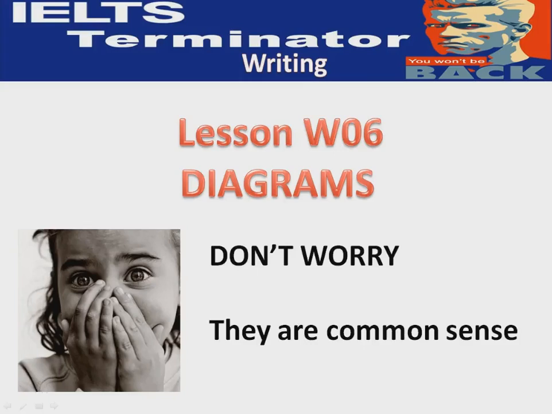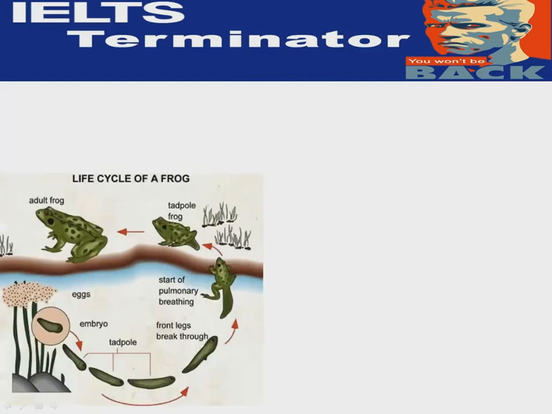Okay, so in lesson 6 of our IELTS Terminator writing course, IELTS Writing Part 1 for Academic IELTS, we're going to be talking about diagrams. Now don't worry, because diagrams are much more common sense than you might think. As I say in the promotions to this course, if you have average intelligence and an intermediate level of English, nearly everything in the writing is quite easy to understand once you get the concept. Don't worry. Let's go on.